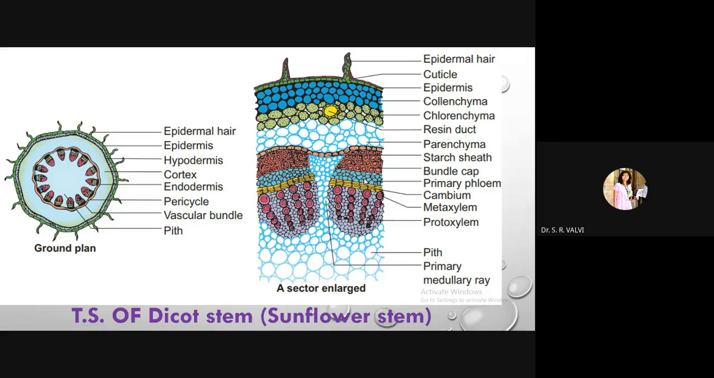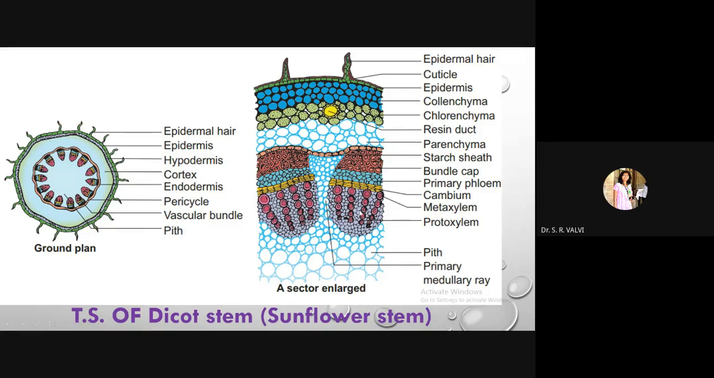So just below this sclerenchymatous pericycle, the phloem part is present, and after this phloem, see these yellow colored horizontal lines, that is nothing but cambium. The main function of cambium is that it gives xylem towards inside and phloem towards outside.